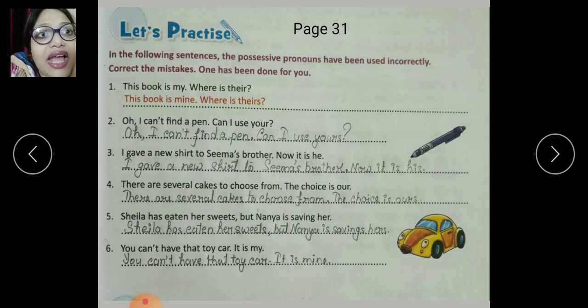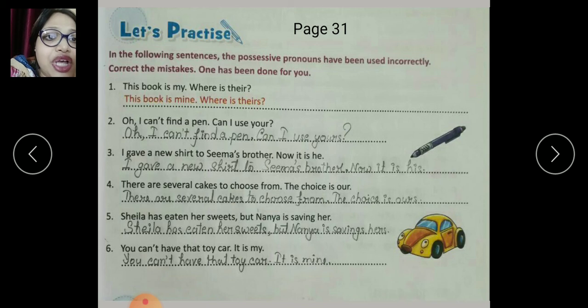Oh, I can't find a pen. Can I use yours? Next one, I give a new shirt to Seema's brother. Now it is his. Next one, there are several cakes to choose from. The choice is ours. It won't be our, it will be ours. Sheila has eaten her sweets, but Naina is saving her. So it will be, Sheila has eaten her sweets, but Naina is saving hers.